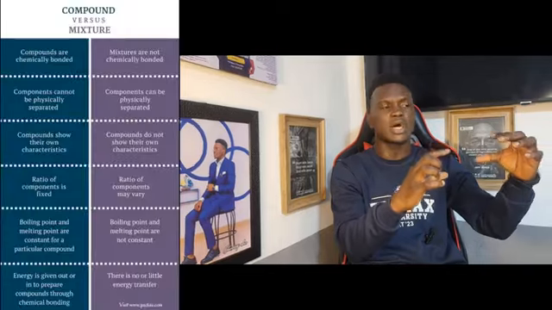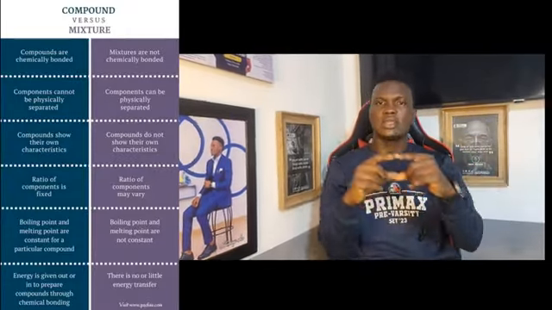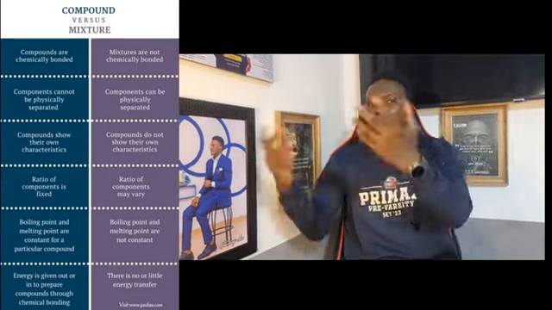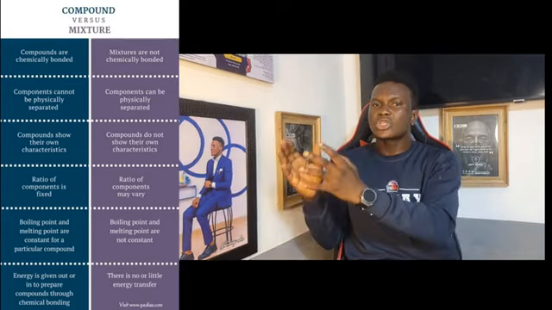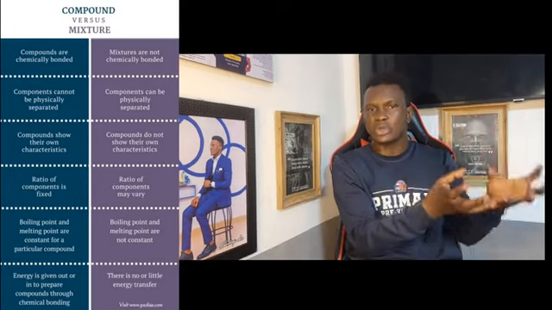So what is a compound? I already said a compound is formed from the combination of elements. A mixture is formed from the combination of compounds. A mixture is an impure substance. A compound, and even an element, is a pure substance.